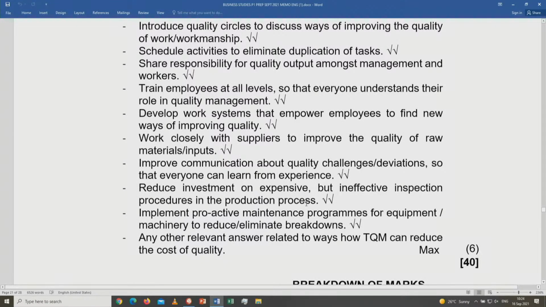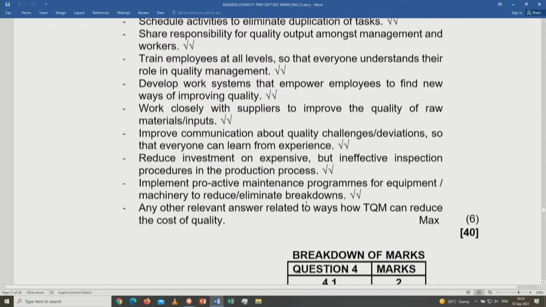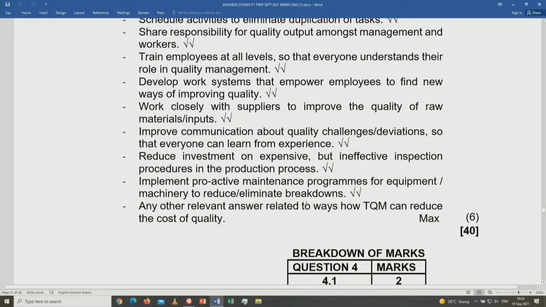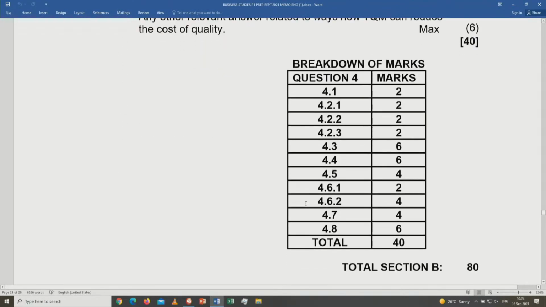I don't have to read all the responses, but it's a common kind of question. Maximum is 6 there. Learners should have actually done well in this question. The maximum is 6, and the total for the question is 40. There is the breakdown of question 4, and it brings us to the end of section B, and we will now be moving straight to section C, the last section of this question paper.